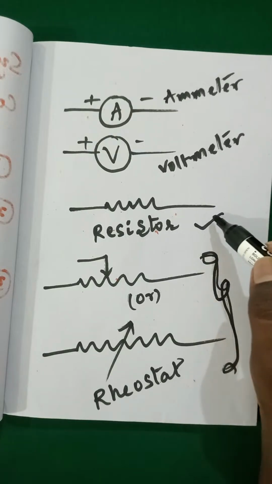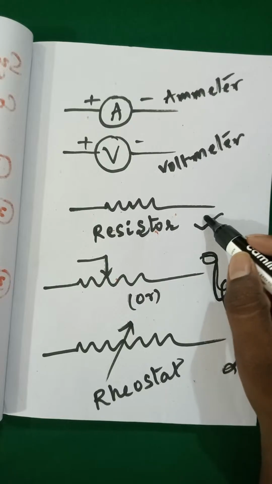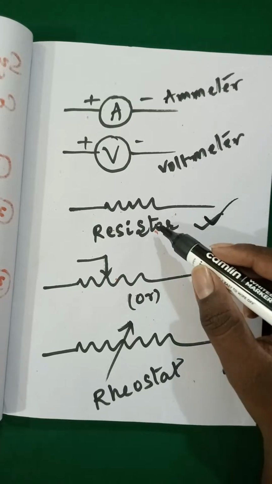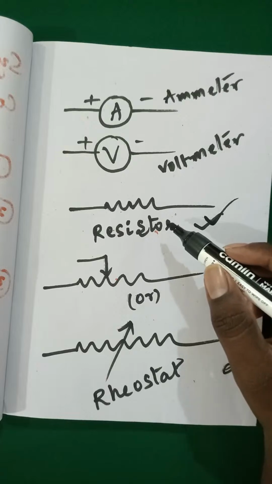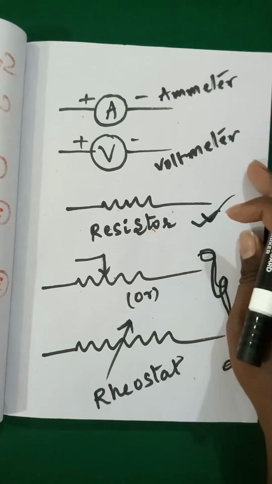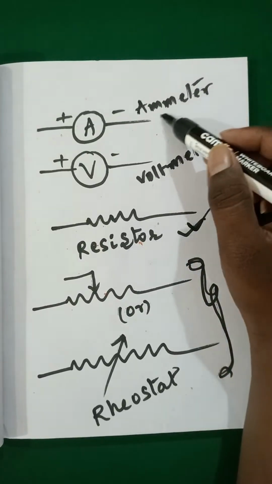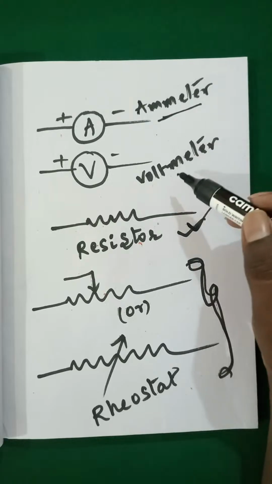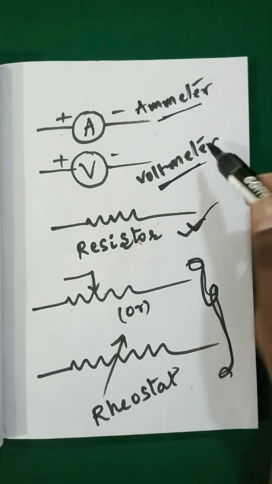But a resistor has some fixed resistance, some fixed opposition. A resistor is the device which is used to oppose the electric current in the circuit. That is called a resistor. The ammeter is used to measure the electric current. The voltmeter is used to measure the potential difference. So these are the points.